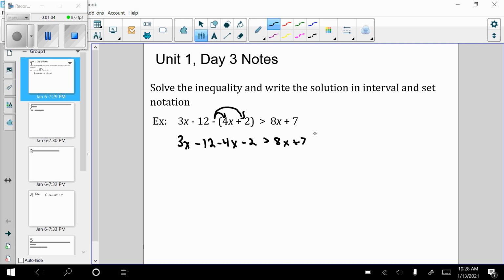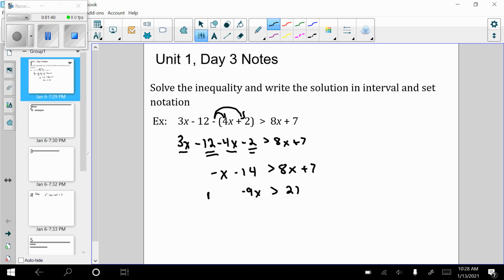Okay, so now we're going to be solving for x. So I need to gather my x's on one side and my constants on the other. So over here on the left, you can see that you can put your 3x minus your 4x and your negative 12 and your negative 2 together. So we're going to have a negative 1x minus 14 greater than 8x plus 7. I'm going to move my 8x over to the left and my negative 14 over to the right. So I get negative 9x greater than 21.